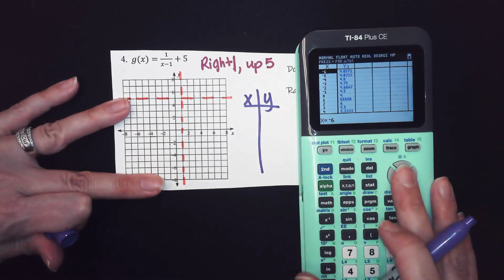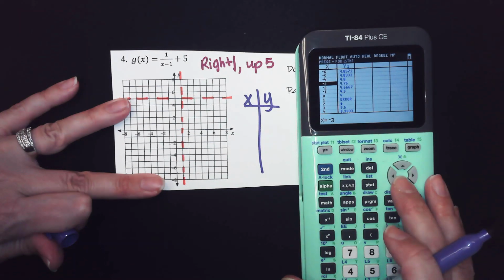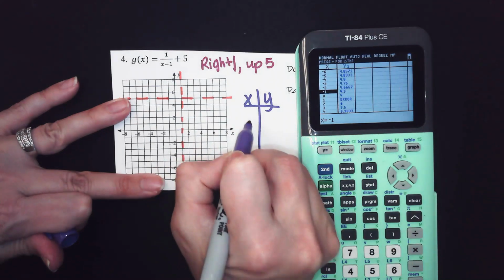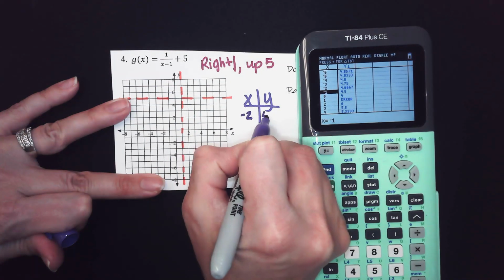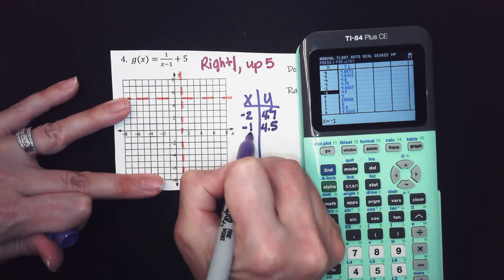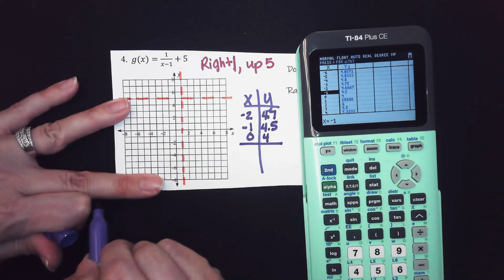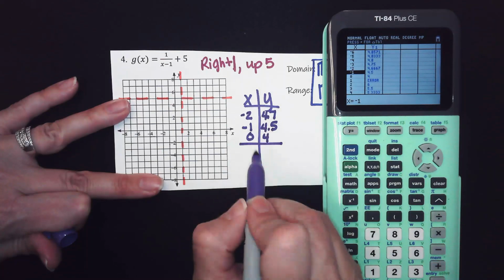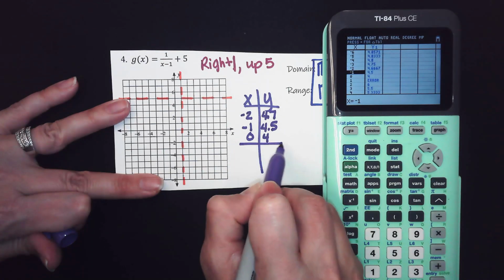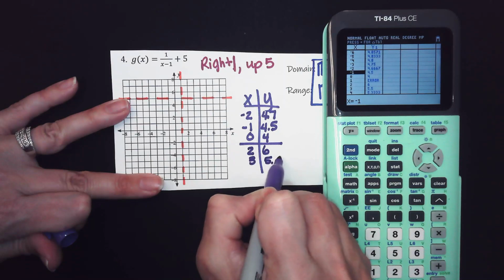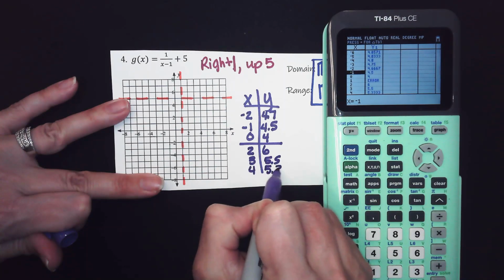All right, so let's see. Yeah, I'm going to just do -2, and it's like 4.7, -1, 4.504. So if you can get all whole numbers, do that, but in this case, it's not going to happen. So then I end up with, let's see, at 1, it's our asymptote, 2 is at 6, 3 is at 5.5, and 4 is at 5.3.